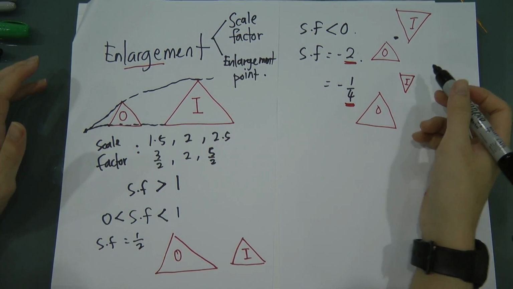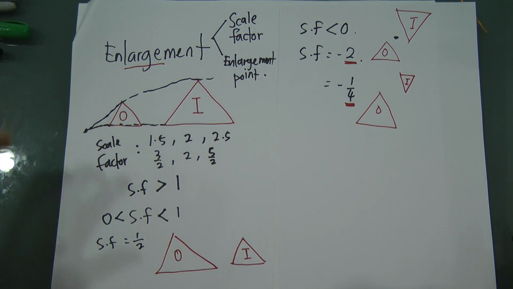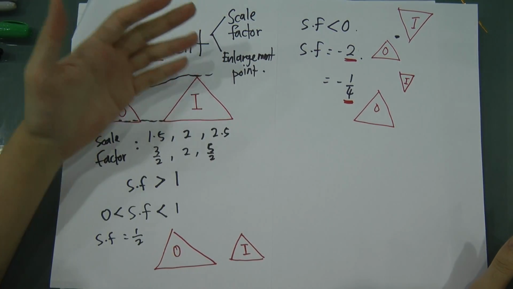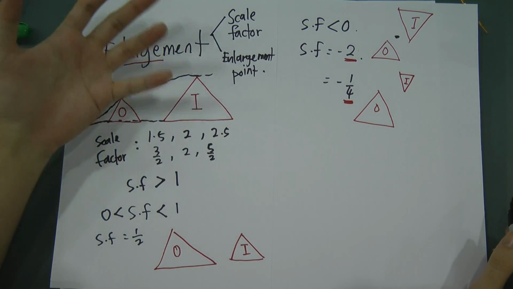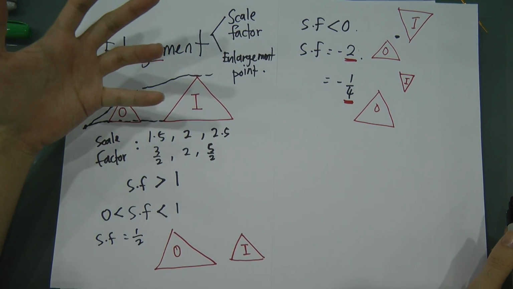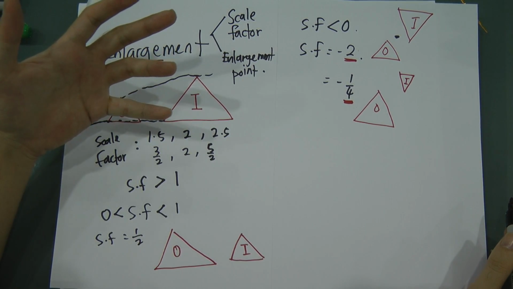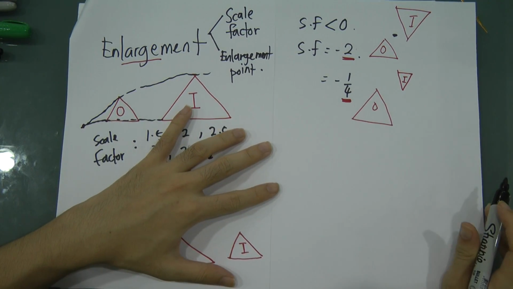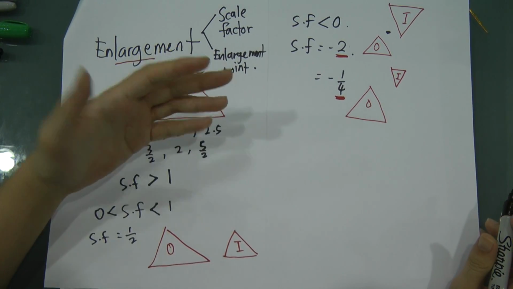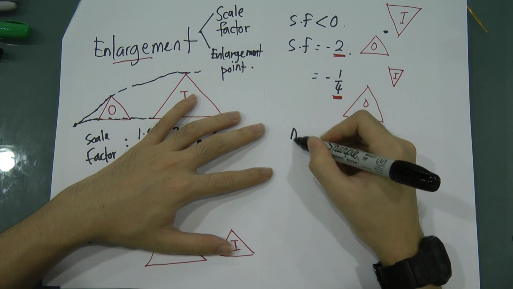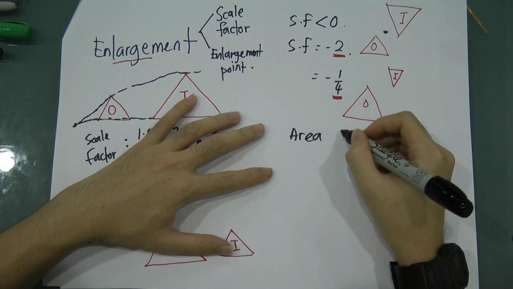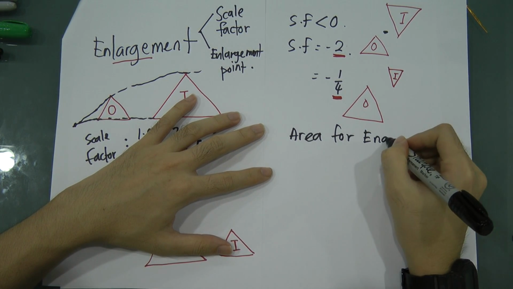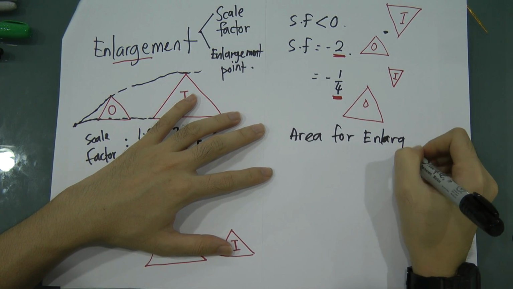Before I show you the graph, in enlargement you will always be asked to find the area, because in your Paper 2 they will always ask you to find the area of the enlargement. So for the area of enlargement there is a formula, so I hope you just remember this one.